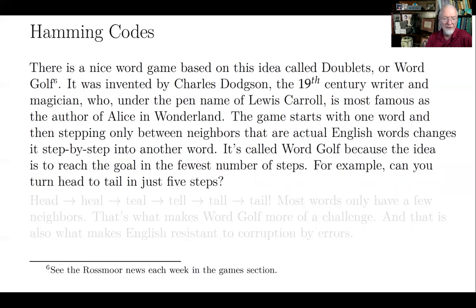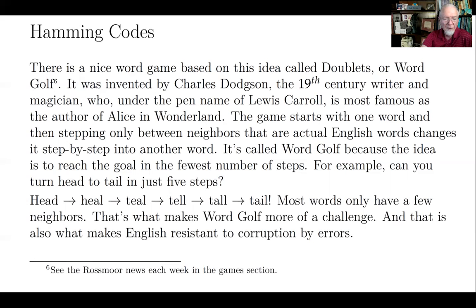So can you turn head to tail in 5 steps? Well, oh, by the way, Rossmore News each week has a different name for the same game in the game section. I forget what they call it, but anyway. So we can have head goes to heel, goes to teal, goes to tell, goes to tall, goes to tail.